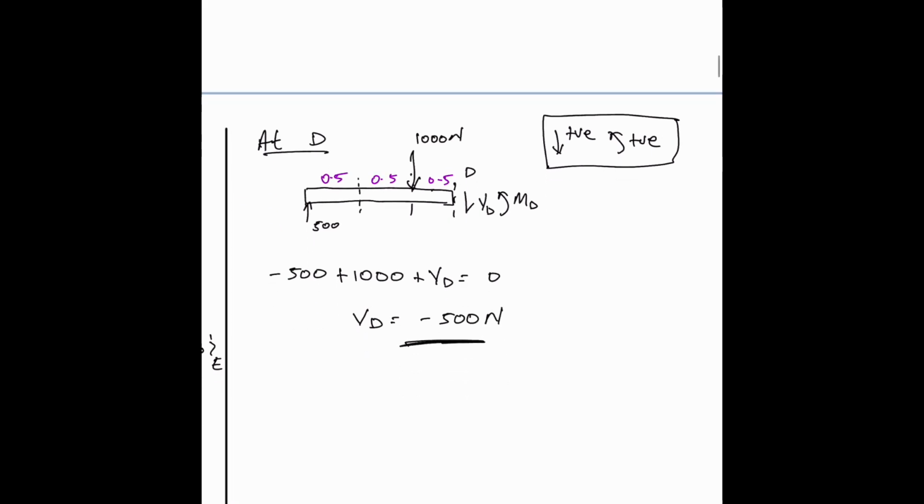Alright, the bending moment. Again, it is upward here by this distance, and that is clockwise, so it will be negative: minus 500 by 1.5. Then 0.5, we have this here, that'll be positive, plus MD equal to 0. So MD is 250.